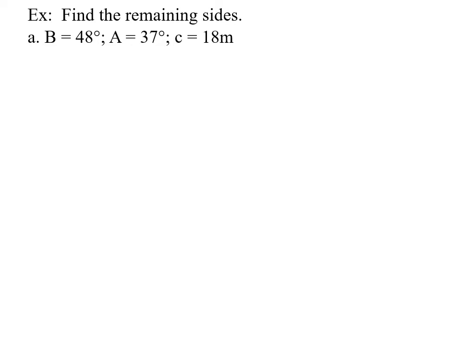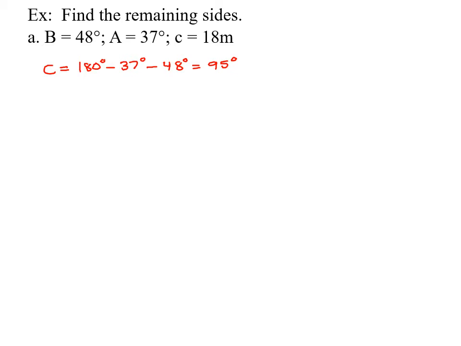So for instance, find the remaining sides. You notice that it doesn't ask you to find the remaining angle. It just says the remaining sides, but you will have to have all three angles to find all three sides. So if I have two angles already, I go ahead and find the third angle. I have angle A and angle B, so angle C will just be 180 minus the 37 for angle A minus the 48 for angle B. And so from there we go to the calculator. 180 minus 37 minus 48 gives me an angle of 95 degrees.